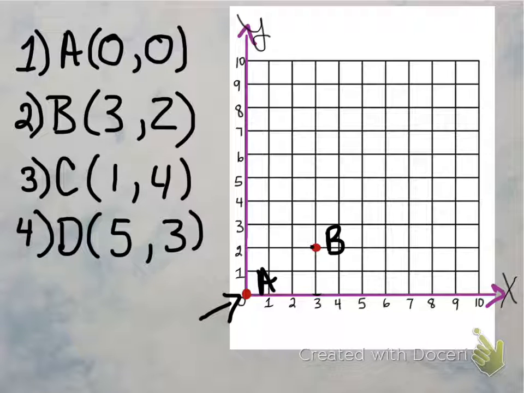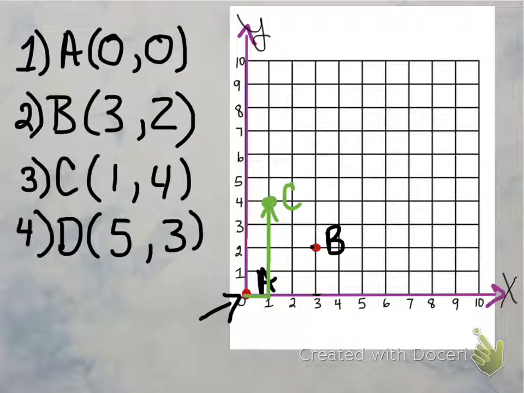Next, I want to graph the ordered pair 1, 4, and I want to plot that there and label it as point C. So I need to go along the x-axis 1, and then I want to go up 4 till I'm lined up with the 4 on the y-axis, and that is where I will plot my point and label it C.